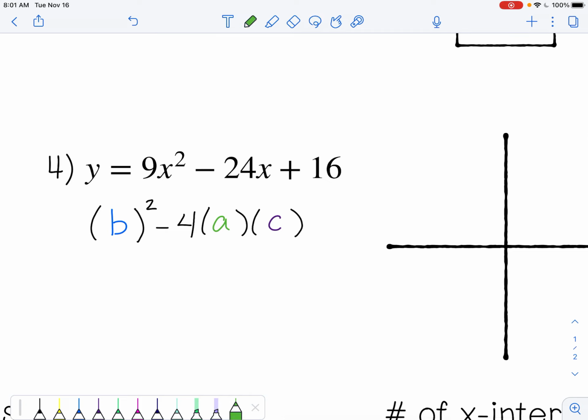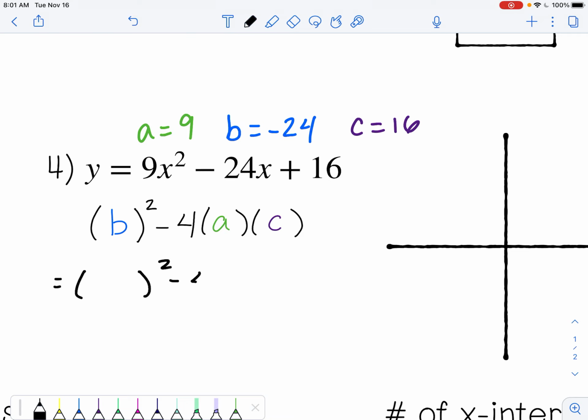So first, let's identify A, B, and C. A is 9, B is negative 24, and C is 16. Okay, so this is going to be setting up my little blanks to fill in. We're going to get negative 24 squared minus 4 times A, which is 9, times C, which is 16.